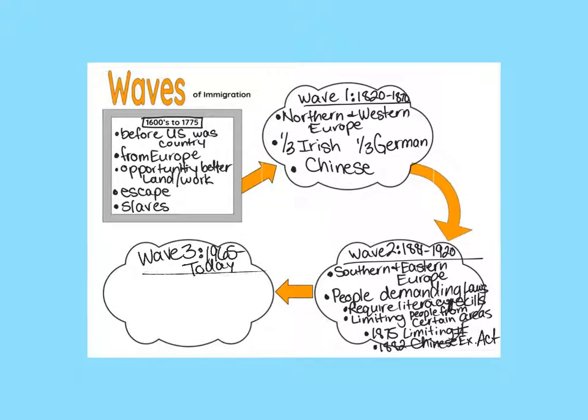And while there's not a lot of information about this particular wave, we did note that we have people coming from Asian countries, from South American countries, from Caribbean countries, and from Mexico.